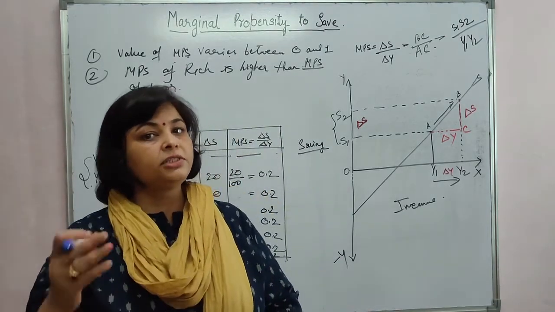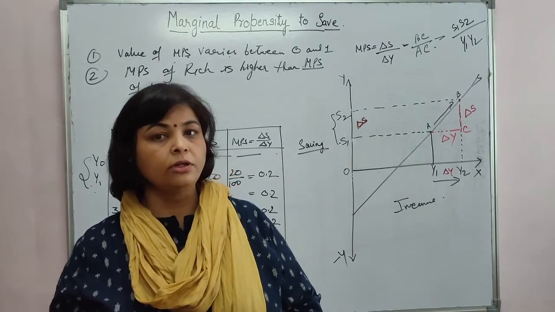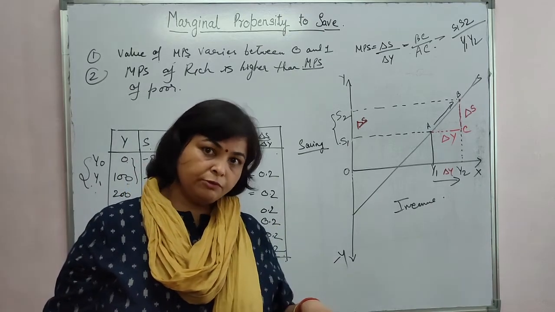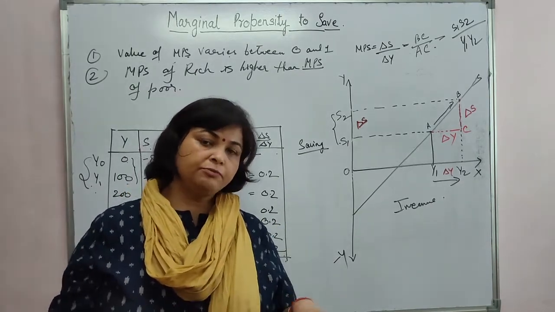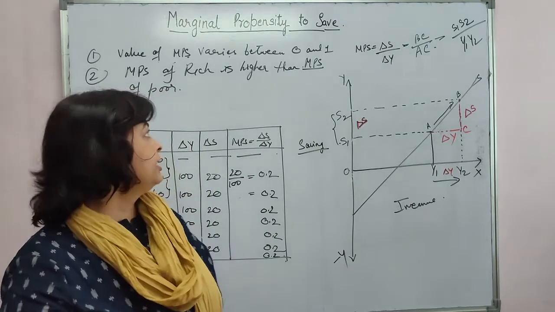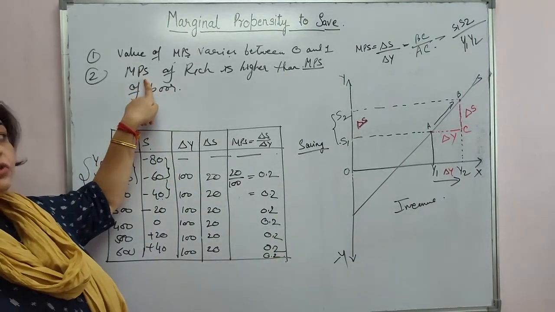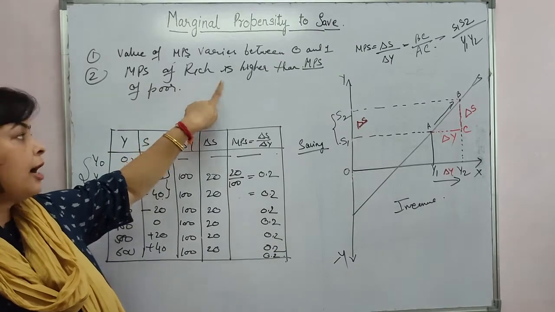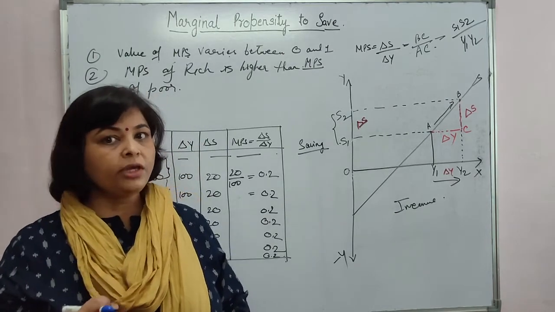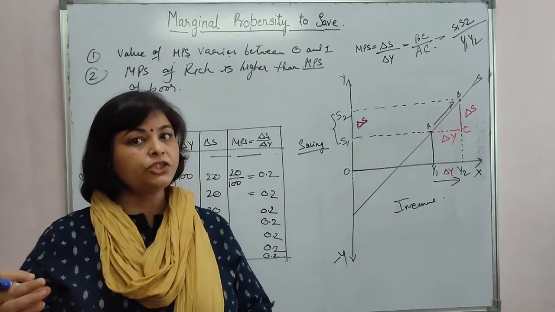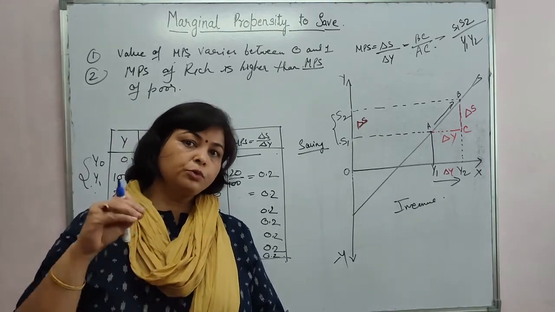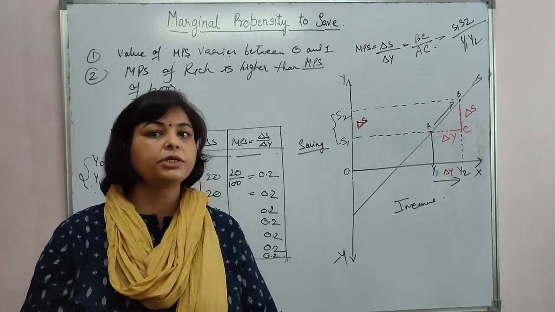That is why they will save less or they will not save at all. On the other hand, the desires of rich people have already been fulfilled. The basic necessities have already been fulfilled. So they try to save a part of their change in income. That is why the marginal propensity to save of the rich people is higher than the marginal propensity to save of the poor people. In the same way, the MPS of the developed nations, who are rich countries, is higher than the MPS of poor developing nations, which are poor countries.